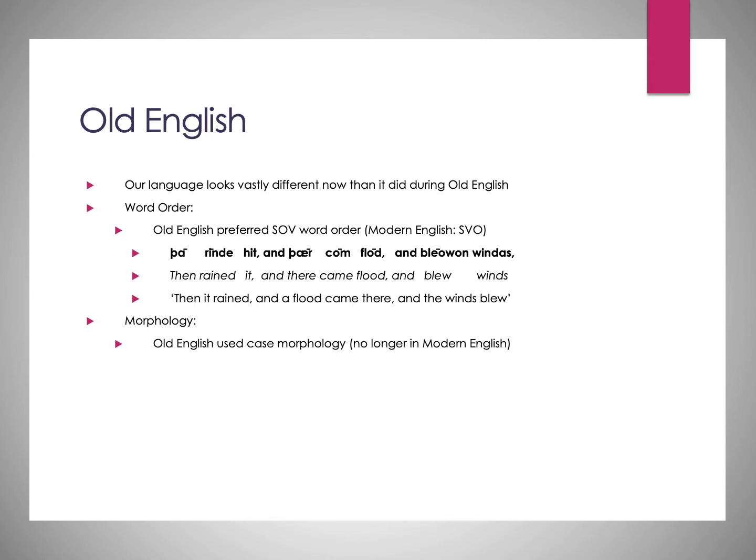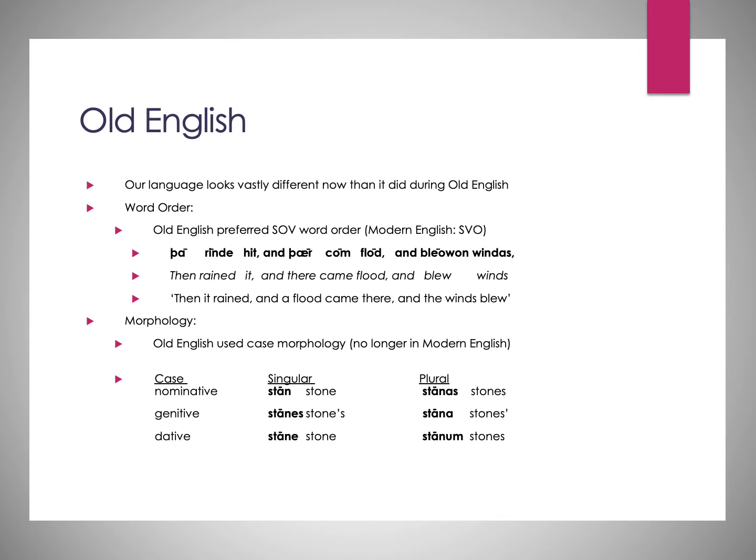So we've talked about morphology, we've talked about syntax, we've talked about how there's not a lot of inflectional morphemes in English right now, but there used to be a lot of them. We used to have cases and different kinds of morphology that was inflectional, that were on things like nouns and adjectives, in ways that we don't really do any longer. So in just a single word, if we take the word stone, for instance, we had different forms of that word depending on the role that it played in the sentence.